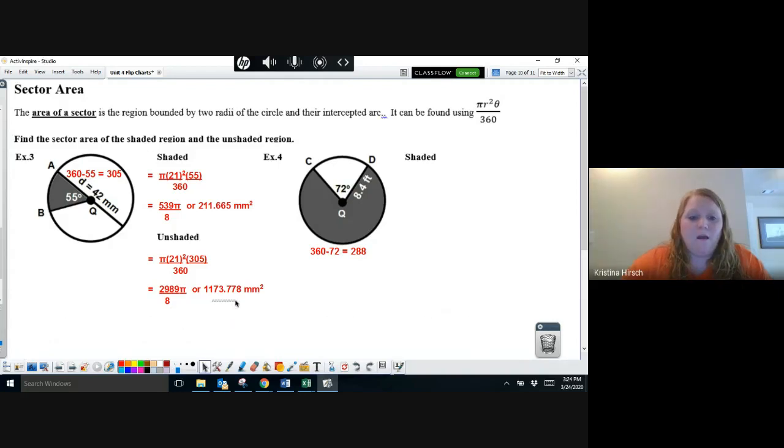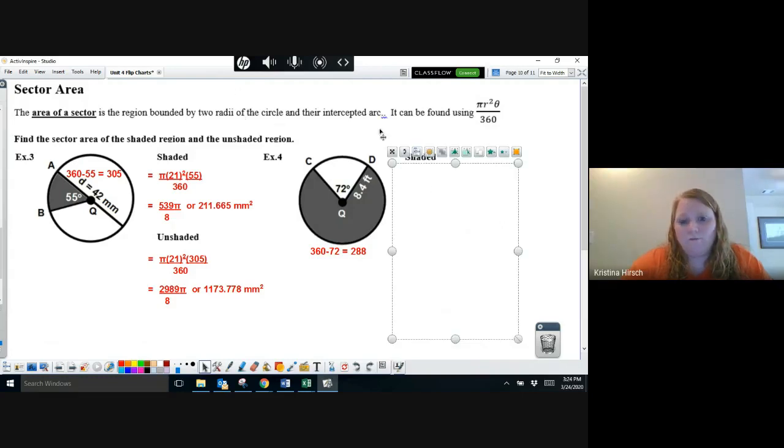Any questions or concerns, just make sure you send me an email, get on our Google Meets, and we can definitely talk about these. All right. So example 4, we're still using this formula up top because we're talking about the area of a sector. So remember, that's a portion of a circle. Like a slice of pizza.